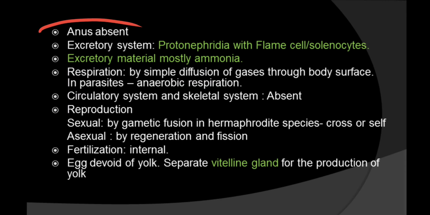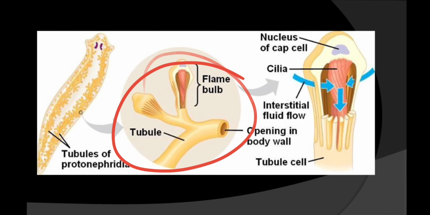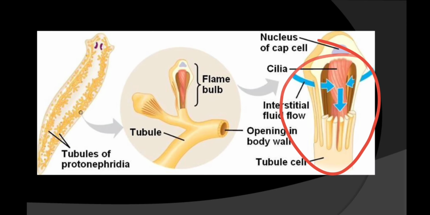Anus is absent. There is only one opening. Excretory system is there. It contains flame cells, also known as protonephridia and solenocytes. Now let's see how they look. Observe this picture. This is a planaria, and here you will find flame cells. See a large view of the flame cells, and you will see these are the cilia, and it looks like a flame of a burning candle. So that's why they are known as flame cells.